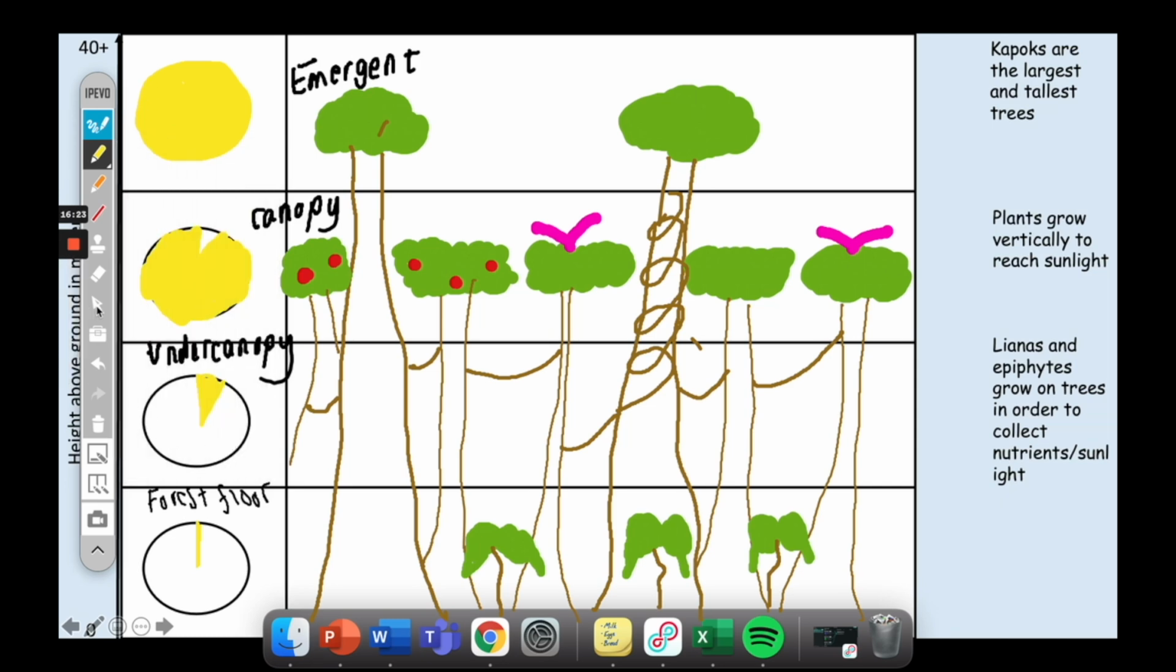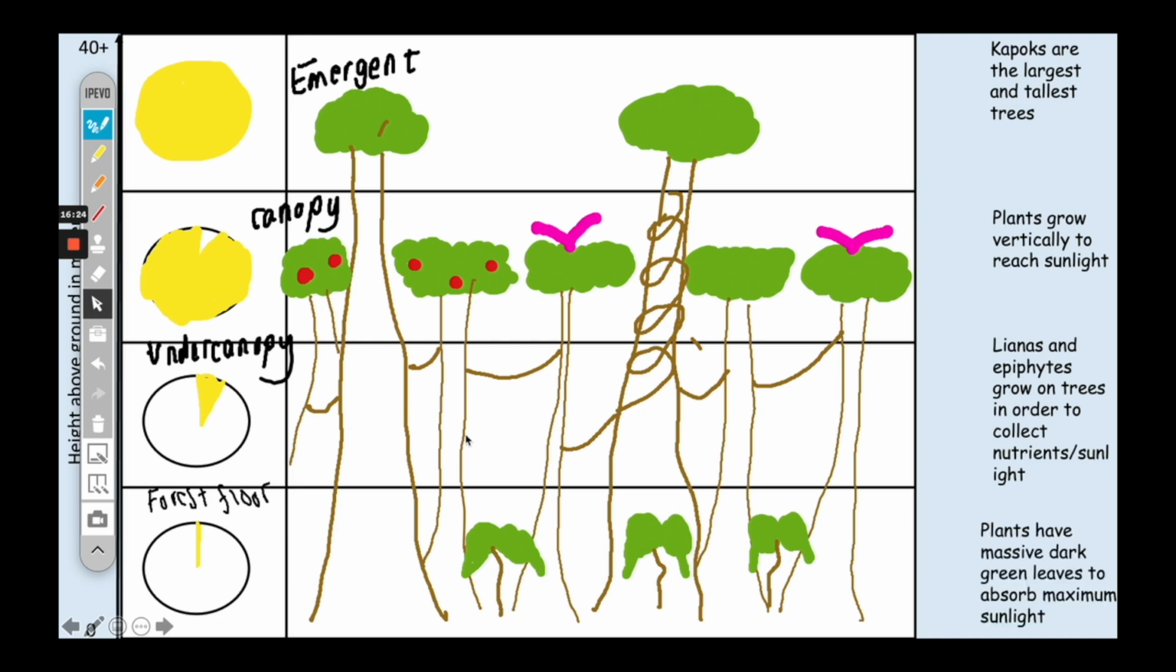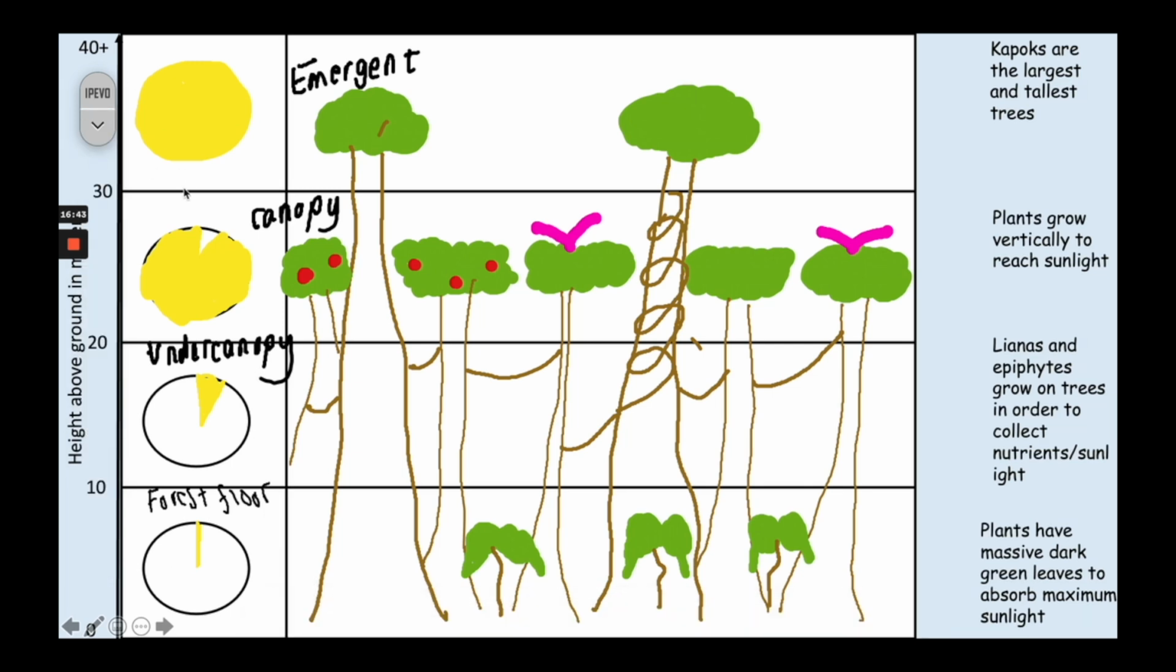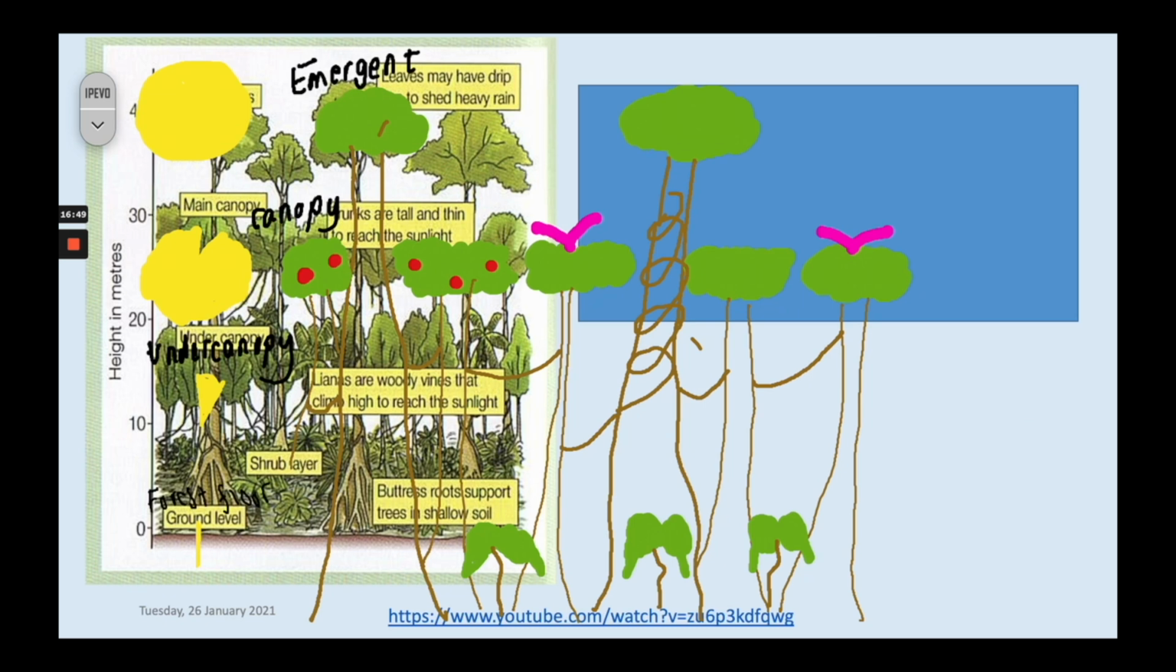And in terms of our labels, we can add some more labels about the adaptation. So plants have massive dark green leaves to absorb maximum sunlight. And that is our diagram, a very simple diagram of the 4 layers of the tropical rainforest, or the 4 layers of vegetation. So if you need to, like I said, pause the video and play the video or rewind the video as you need, so you can get that diagram drawn.